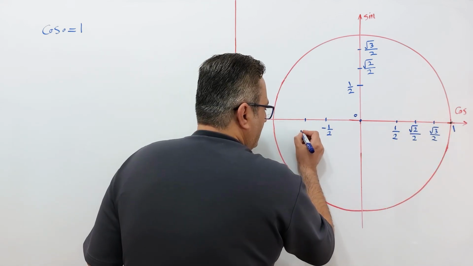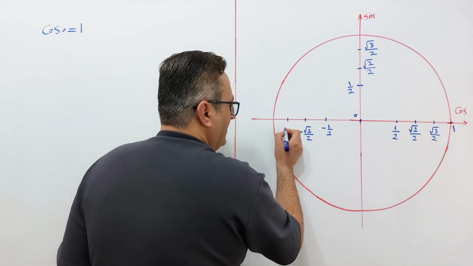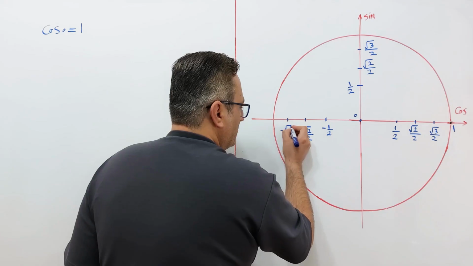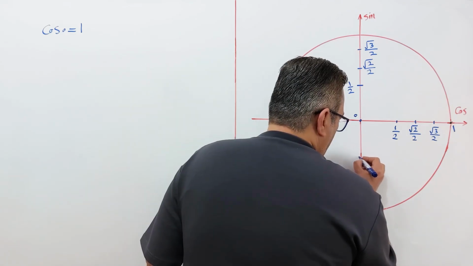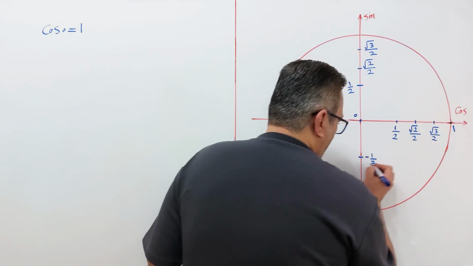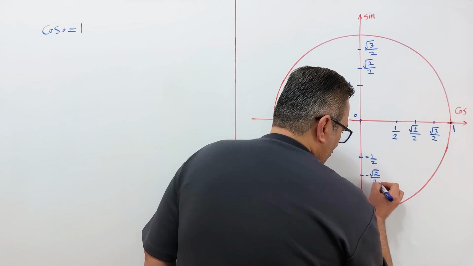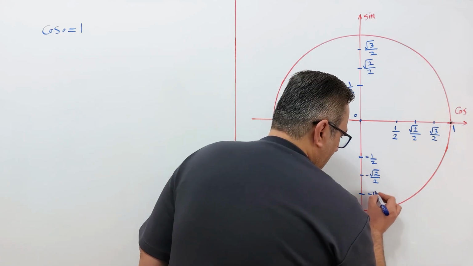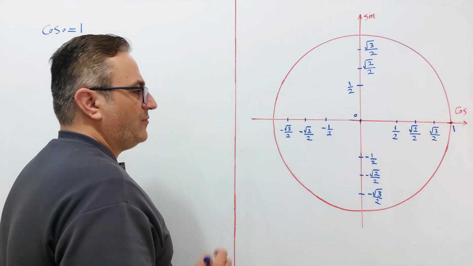And here is minus the square root of 2 over 2. And here is minus the square root of 3 over 2. Here is minus 1/2, minus the square root of 2 over 2, and here is minus the square root of 3 over 2. Okay?